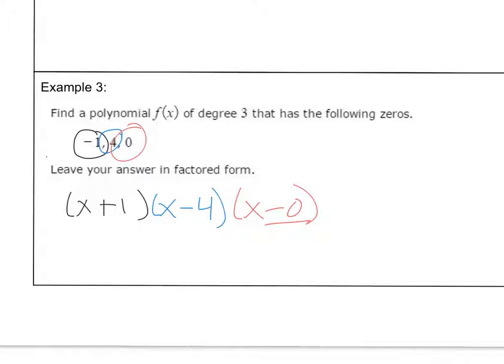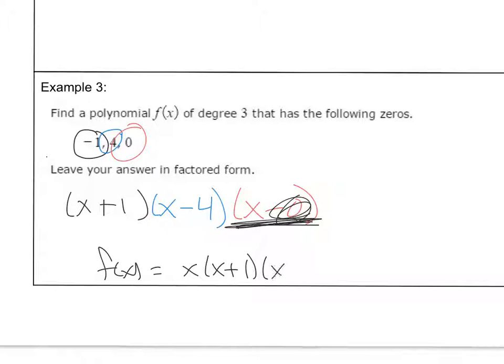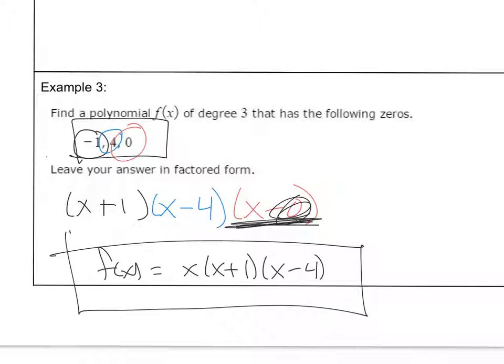But the best answer at the end of the day would be, people tend to put these sort of factors first, and they don't put the minus 0. So it would be f of x is my polynomial, and it equals x times x plus 1 times x minus 4. This is a polynomial that's in factored form. It will have these as zeros, and it will be of degree 3 because there's 3 x's in it basically.